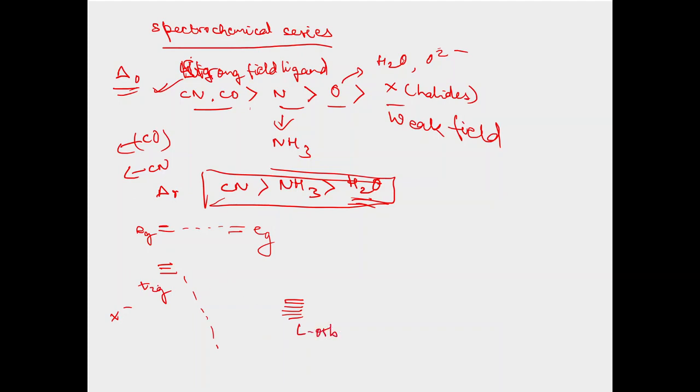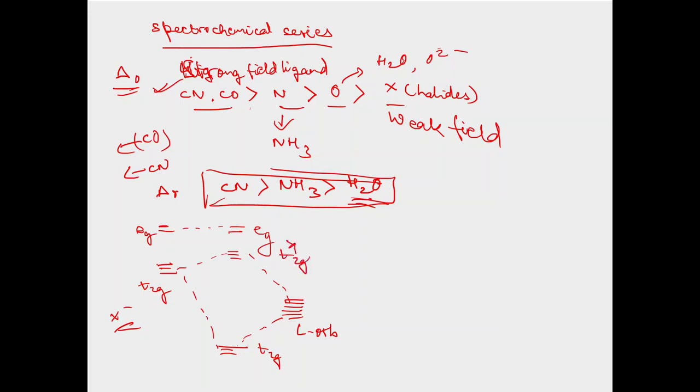So this T2G is having pi type character, and EG is having sigma type character. Now because of filled p orbital electrons in the ligand, in the case of halides, this T2G will interact with the ligand orbitals and give rise to one antibonding and one bonding set of orbitals. So this will be T2G and this will be T2G star.